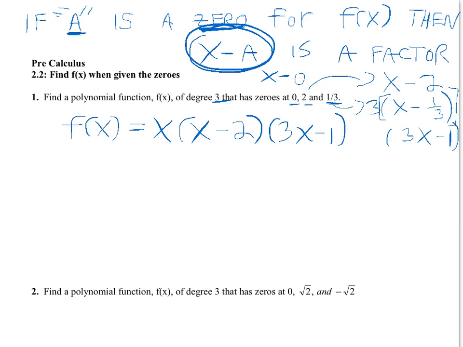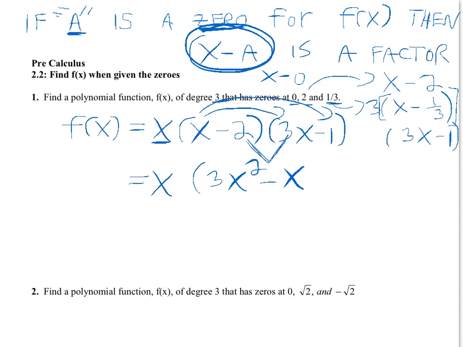Now if I want to multiply these out, you want to FOIL this out first, and then the last thing you want to do is multiply that result, that quadratic, by x. So I'm going to FOIL that x minus 2 times 3x minus 1. Okay, when I FOIL this out, let's see here. 3x times x is 3x squared. Okay, do the arrows. The outer term, x times negative 1 is negative x. Inner term right here, negative 2 times 3x is negative 6x. The last term, negative 2 times negative 1 is plus 2.